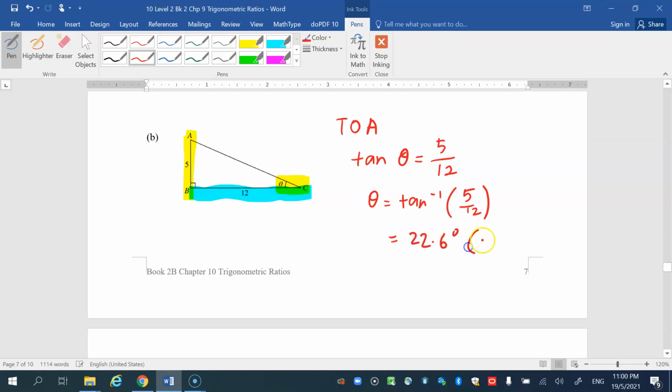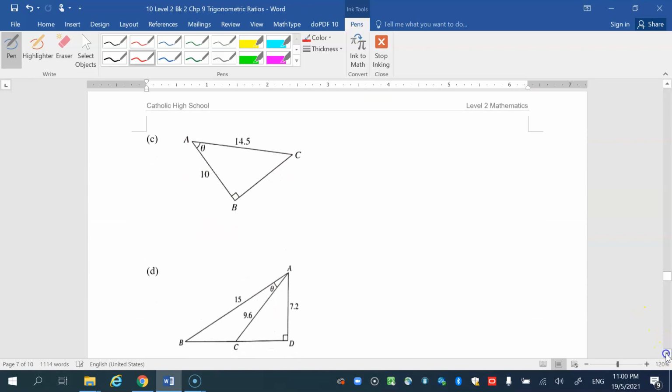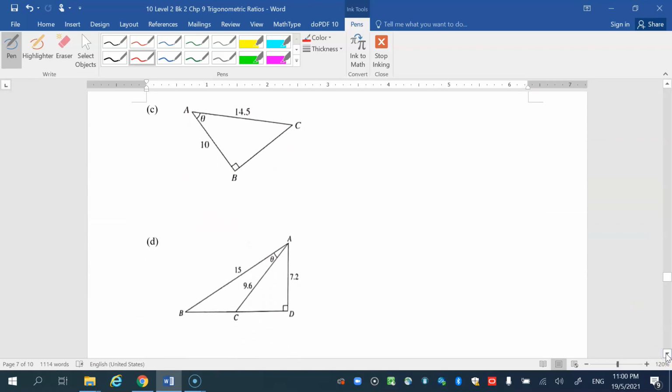22.6 degrees, 1 decimal place. Easy. All right. Part C. Okay, this is another right angle triangle. Our angle theta is over here, happily sitting in one corner. And then we look at side AB, which is over here. This side is adjacent to the angle, right? And how about this side? This side is obviously the hypotenuse because it's opposite the right angle.